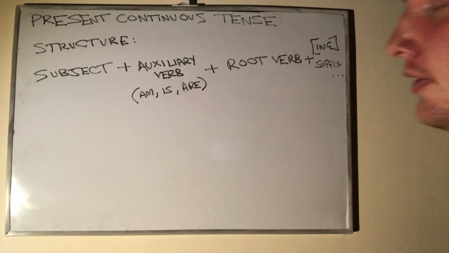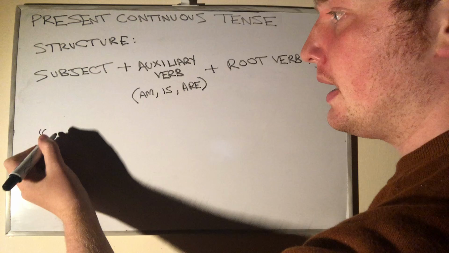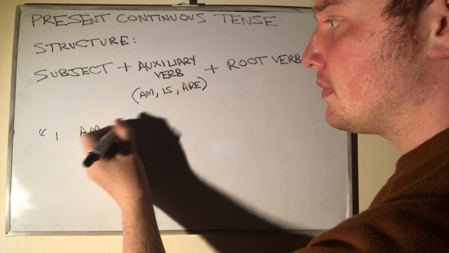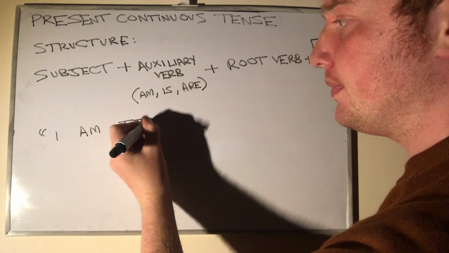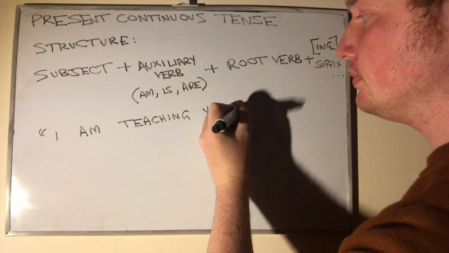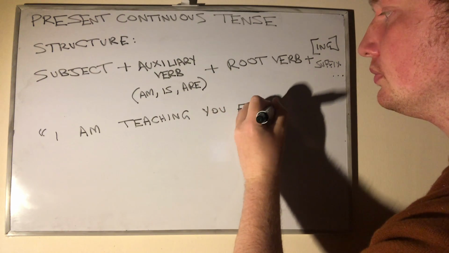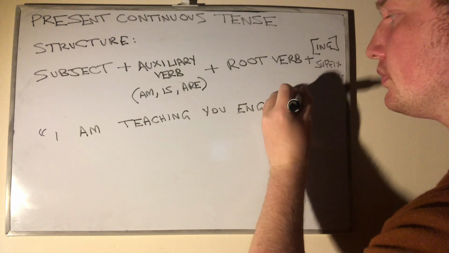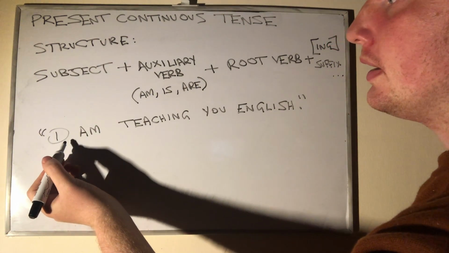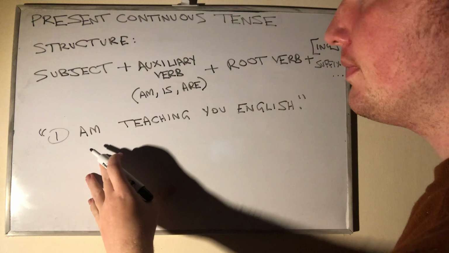Let's take a look at a few examples. So, I am teaching you English. Okay, so we have our subject, I, because it's me that's performing the action.